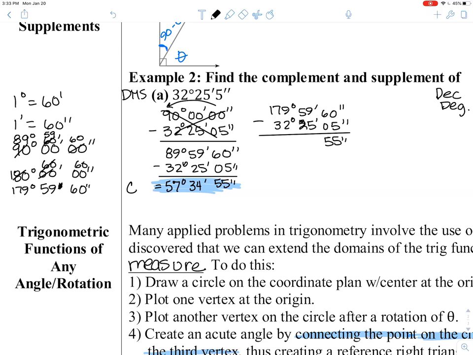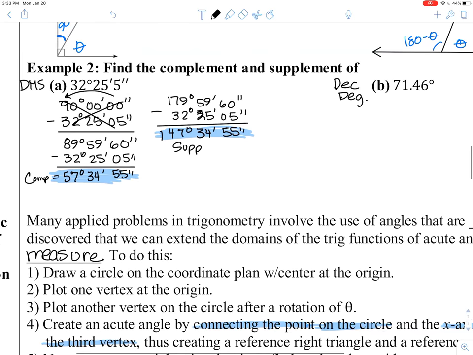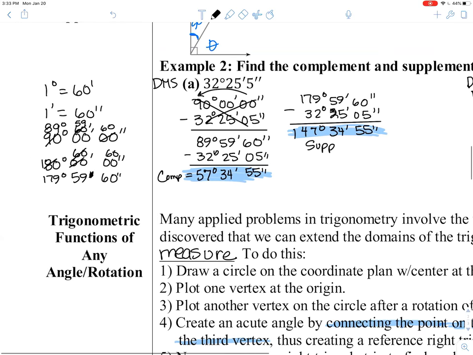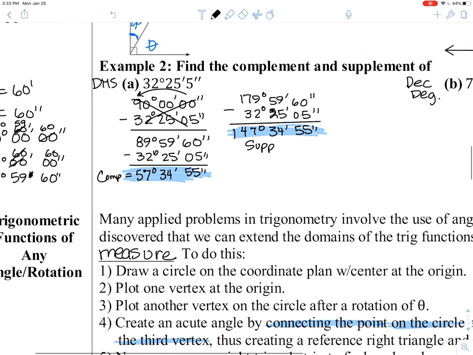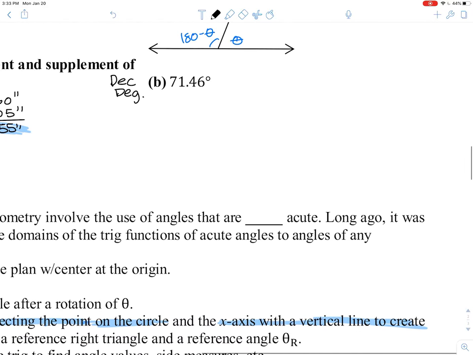So again, we're subtracting our seconds, that's 55 seconds. Subtracting our minutes, that's 34 minutes. Subtracting our degrees, we get 147 degrees, 34 minutes, and 55 seconds. And this would be our supplementary angle. And this is our complementary angle. So there you go. Useful to know how to borrow when you're working in degrees, minutes, and seconds.